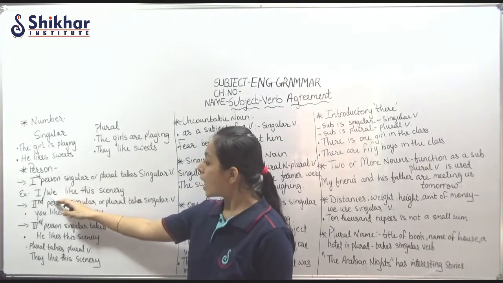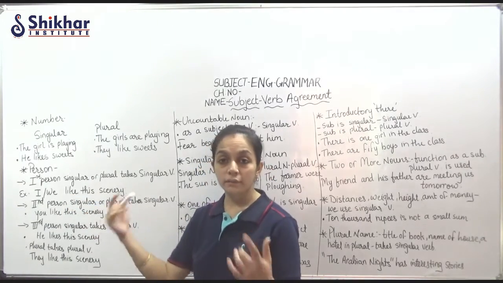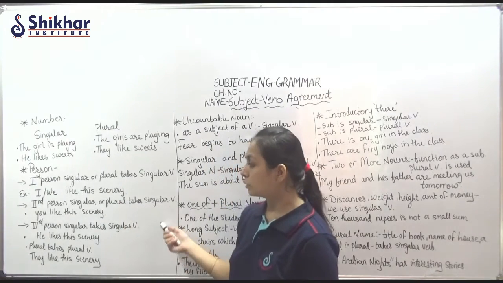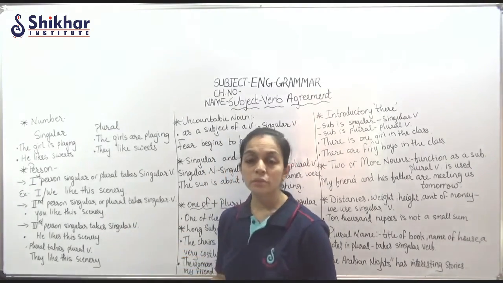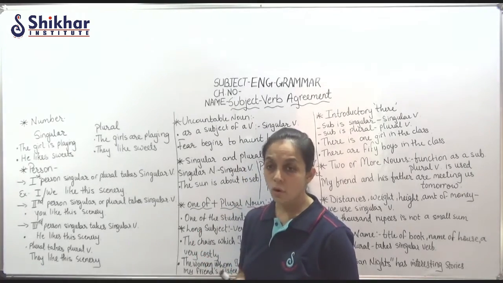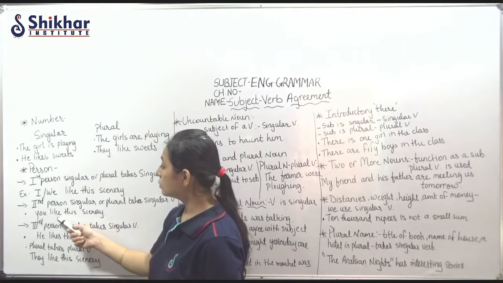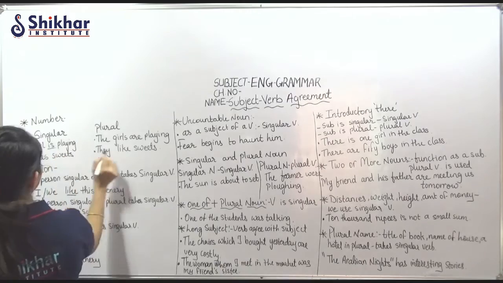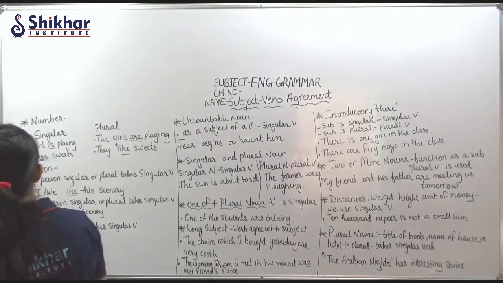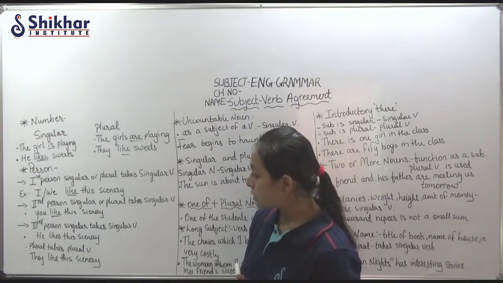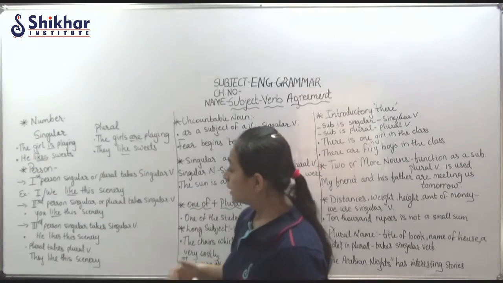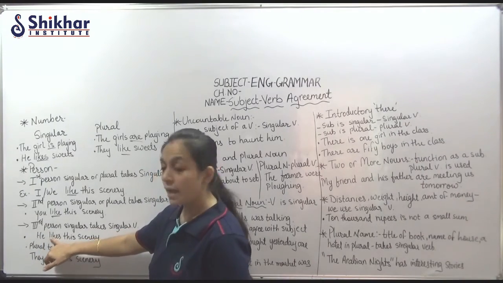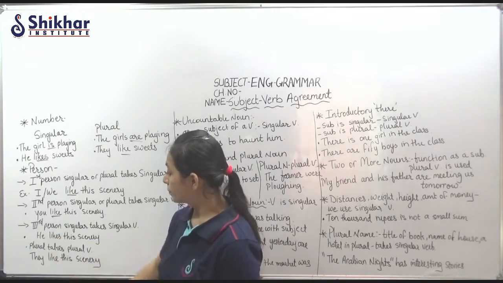Person: first person singular or plural takes the same verb form, that is I or we. So we will write, I like this scenery, we like this scenery. Second person, singular or plural, takes the same verb, you. In second person we have only you, there is no other form. So you like this scenery. These are the verbs, and these are the subjects. Third person singular takes a singular verb: he likes this scenery. To the third person singular verb, s or es we add.